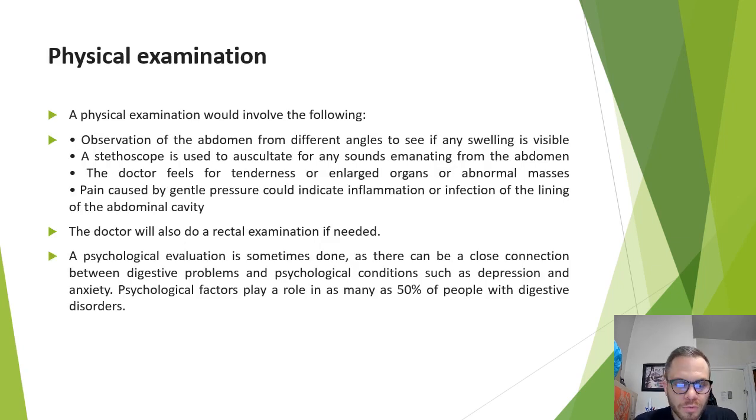Physical examination will involve the following: observation of the abdomen from different angles to see if any swelling is visible. A stethoscope is used to auscultate for any sounds emanating from the abdomen. The doctor feels for tenderness or enlarged organs or abnormal masses. Pain caused by gentle pressure could indicate inflammation or infection of the lining of the abdominal cavity. The doctor will also do a rectal examination if needed.